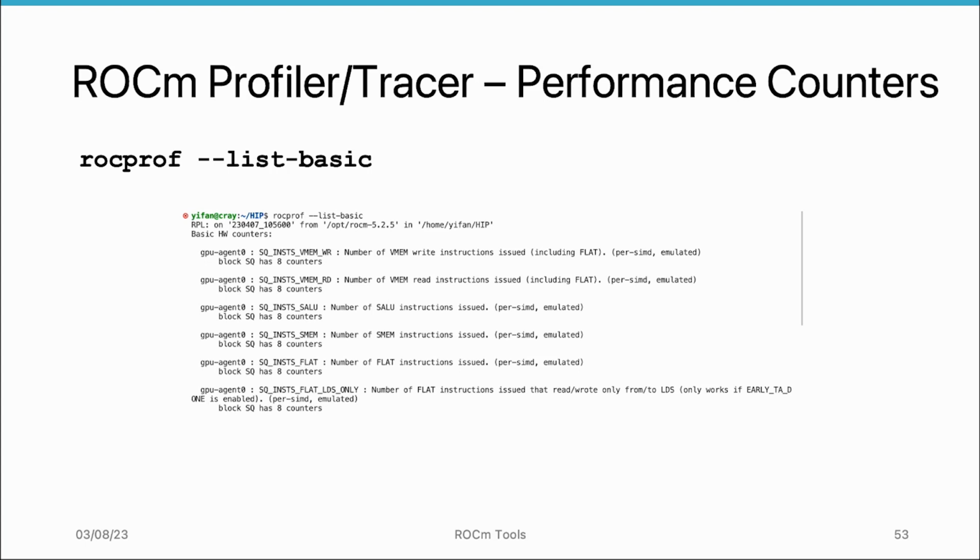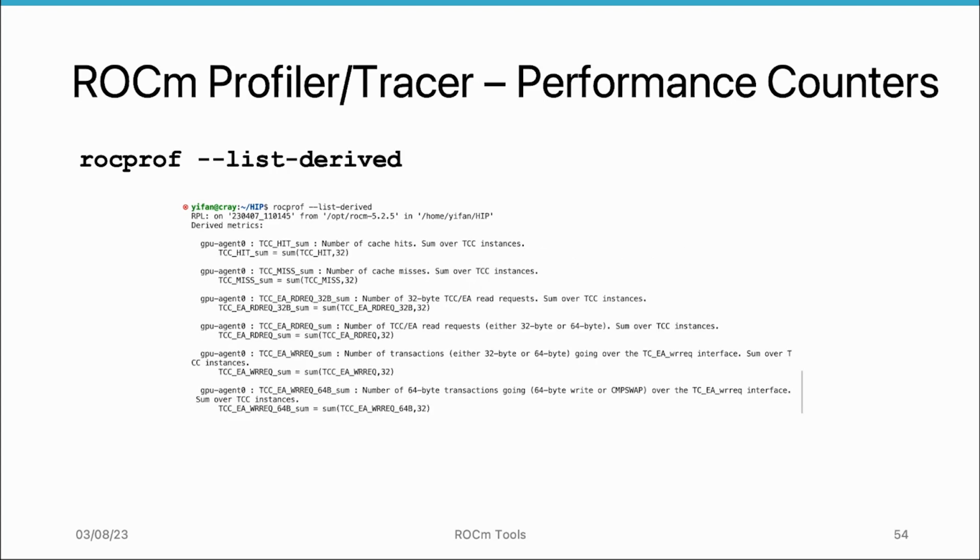ROCm Profiler provides two types of metrics for profiling code performance, basic and derived. The basic metrics are hardware counters that directly measure the activity of the hardware components such as the compute unit, cache, and so on. Some of the basic metrics provided by ROCm Profiler will be discussed in a while. In the provided screenshot, we can see a part of the list of hardware counters.